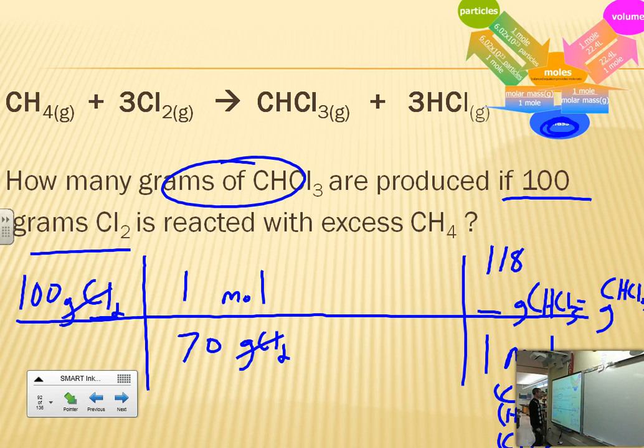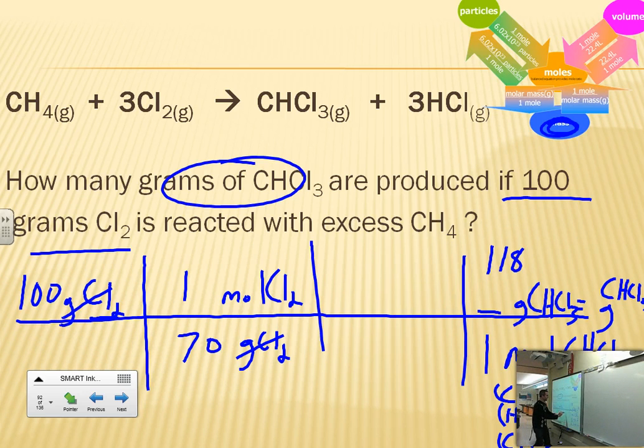Okay, so notice now, definitely want to label that right there. Always labeling my units. So we have CHCl3. So if I'm looking at it like this, notice I might think I'm done, but mole Cl2 does not cancel mole CHCl3, right? I forgot that step of the mole ratio.